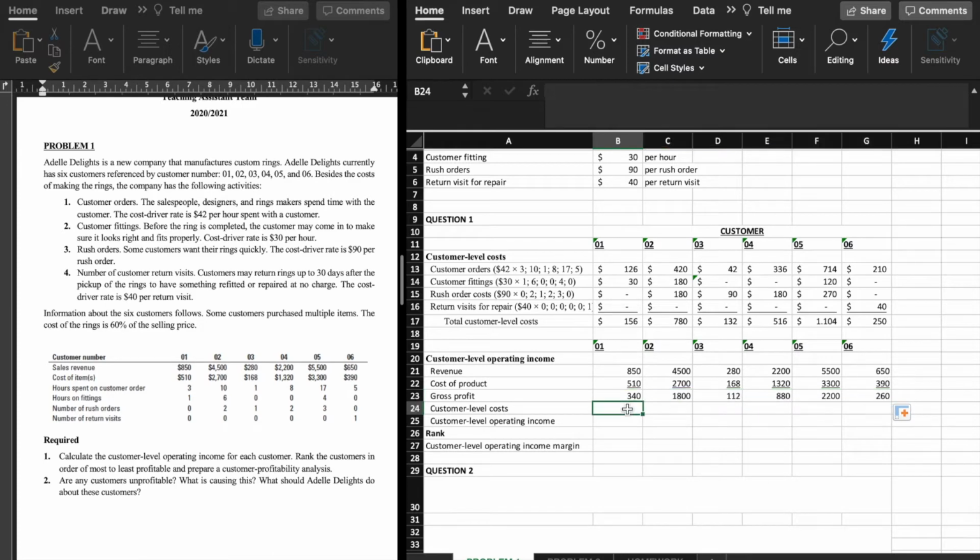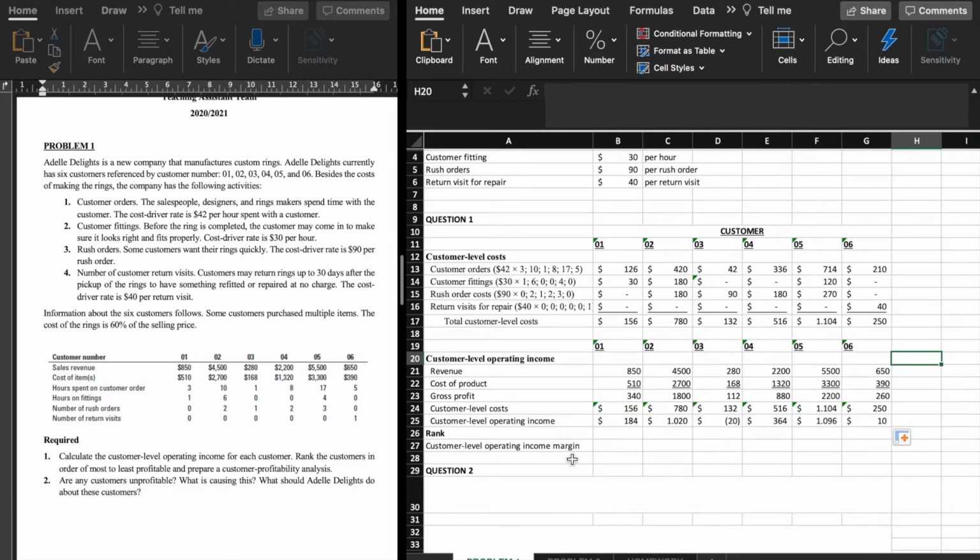Next, we input the customer level cost from the calculation before. And then we can get the customer level operating income. It is gross profit minus the customer level cost.